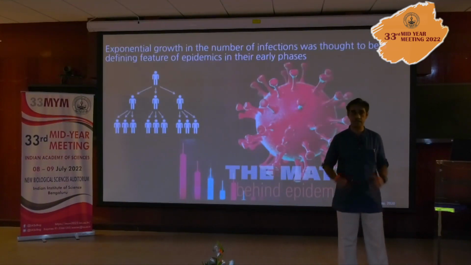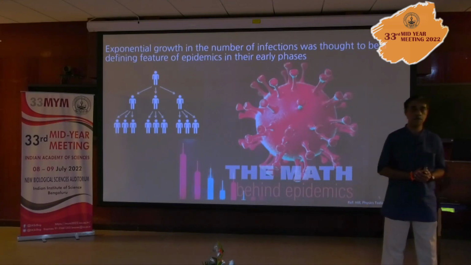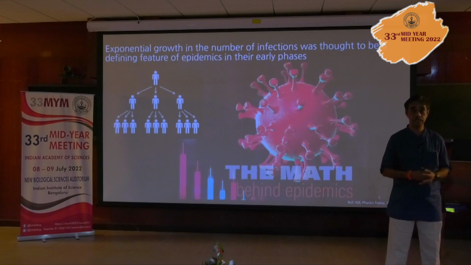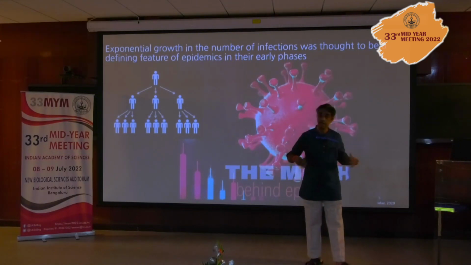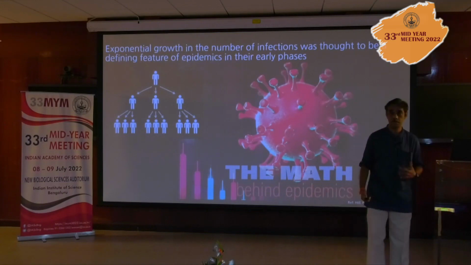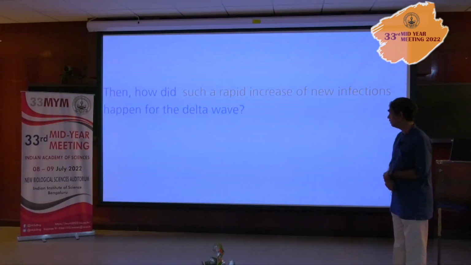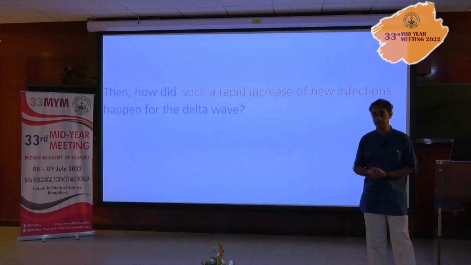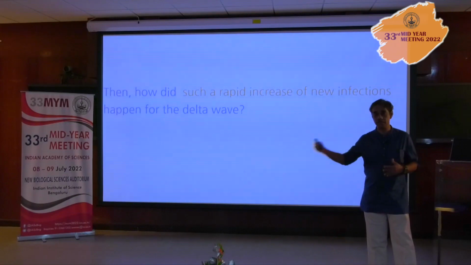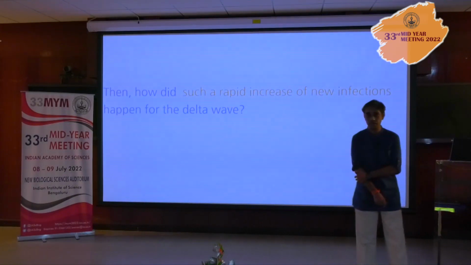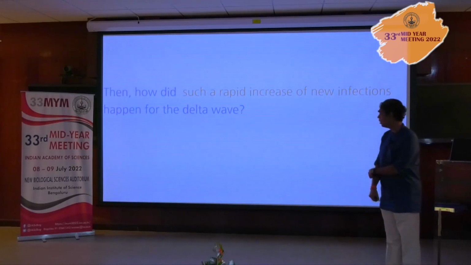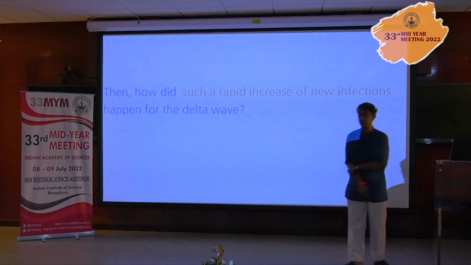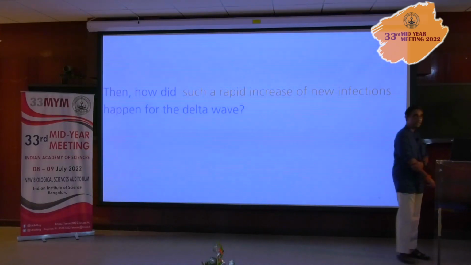We know that population growth of a biological system has been modeled as an exponential function, exponential growth, and it's a very standard model. Generally, there is a feeling that exponential growth in the number of infections is the defining feature of the spread of a pandemic. And then the question comes: exponential is a fast function, but e to the power t goes to infinity only at infinite time. Given what we saw in the first phase, we didn't anticipate such a steep rise, so how did such a rapid rise of infections happen for the Delta wave? That is the question that I wanted to ask.